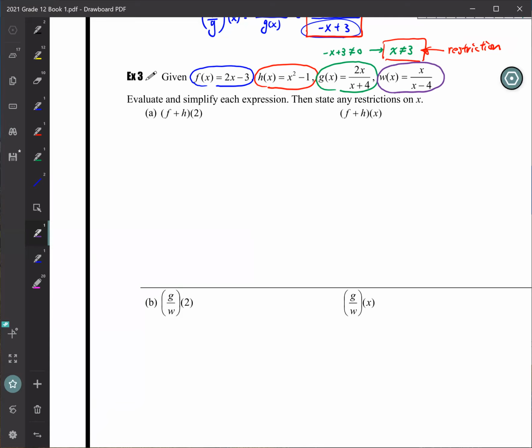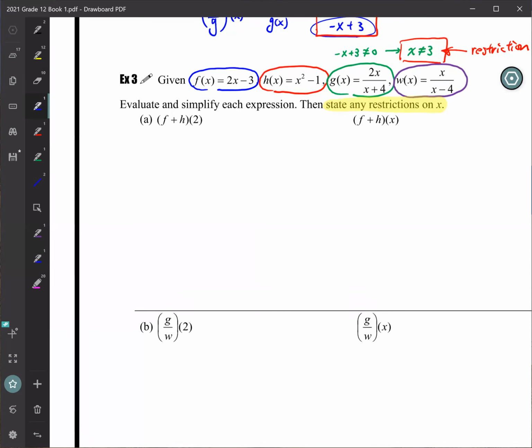No more graphing, okay? That's good news. We are just going to write out the expressions and state any restrictions, if there's any. Usually you get a restriction when there's a denominator. Okay, so let's start with the first one.